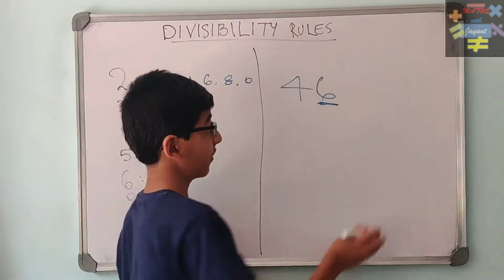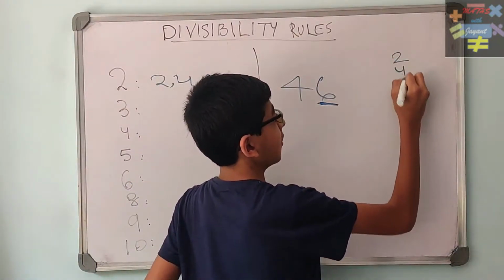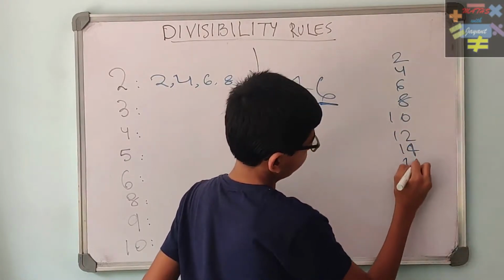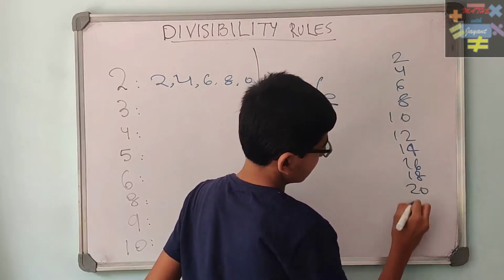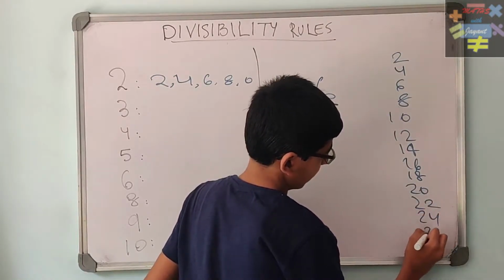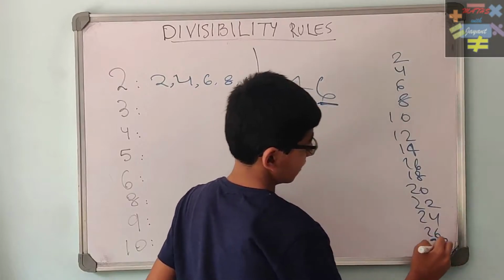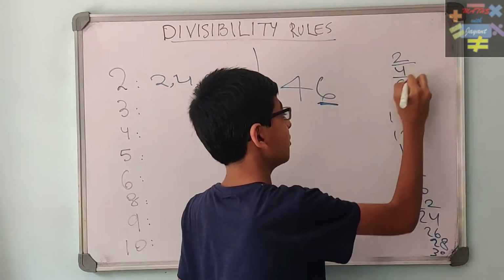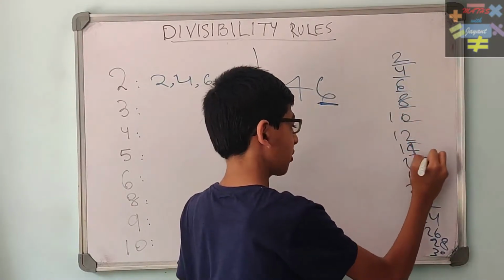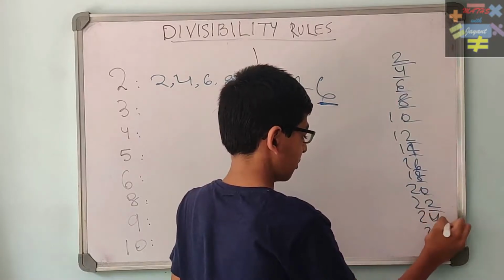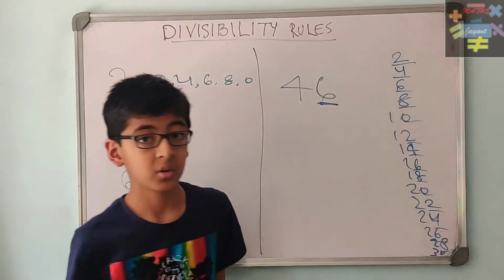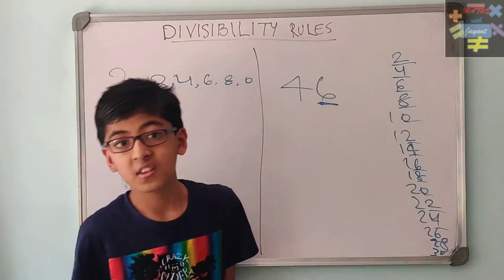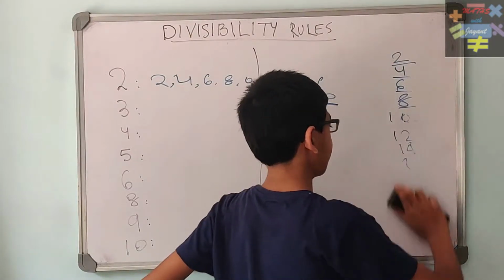Now let us even understand why it is. If we check the table of 2, it's 2, 4, 6, 8, 10, 12, 14, 16, 18, 20. We can even continue like that, 24, 26, 28, then 30 and so on. If we check, the last digits will be 2, 4, 6, 8, 0, 2, 4, 6, 8, 0 and so on. This pattern is why the divisibility rule for 2 is this.